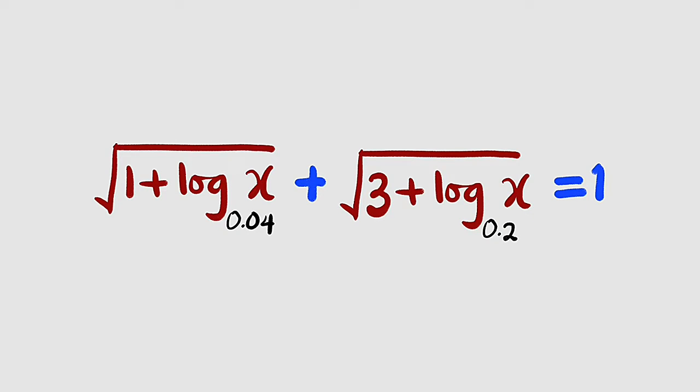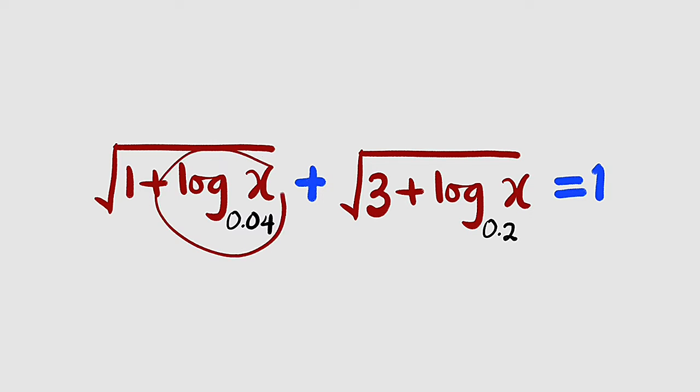Hello, good day viewers. In this tutorial, we are going to find a solution to this logarithmic equation. The equation is the square root of 1 plus log of x with the base of 0.04, plus the square root of 3 plus log of x with the base of 0.2, the whole of the left-hand side equal to 1. All right, let's get started.